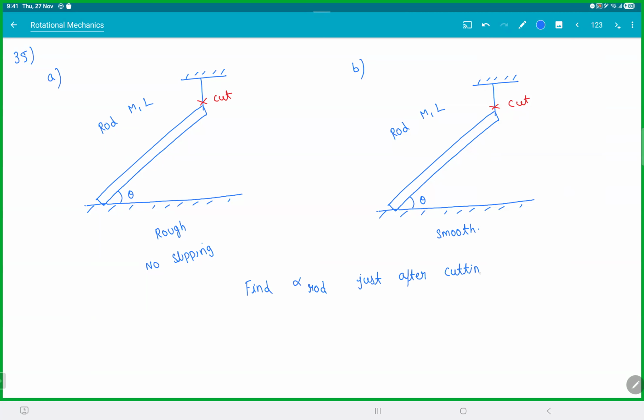Sure, let's start off. There, we have two similarly looking, identical looking situations, but in case one, the ground is rough, there is no slipping. That means this rod is simply going to fall like this, meaning it behaves as if this is the hinge. But in the second case, the floor is smooth, meaning as the rod is falling, the rod will also start sliding like this. In both the cases, find alpha of the rod just after cutting. The first one is a mains question. It actually came in the exam. Second will be an advanced question.